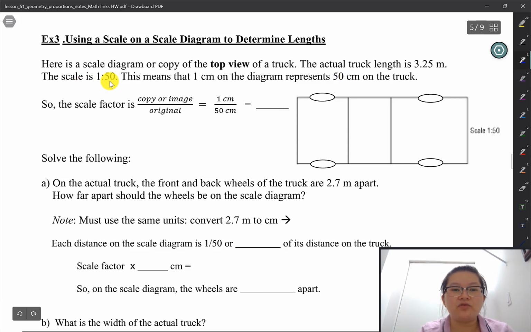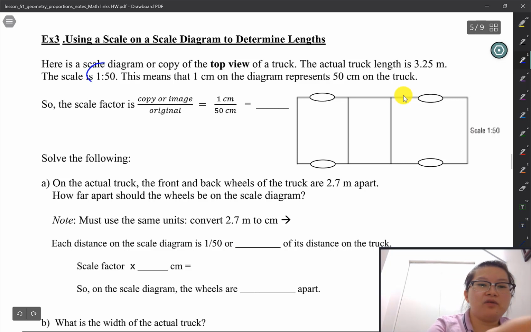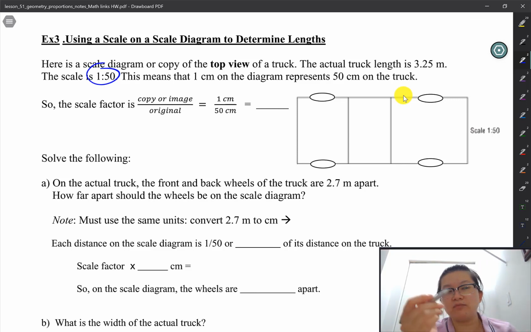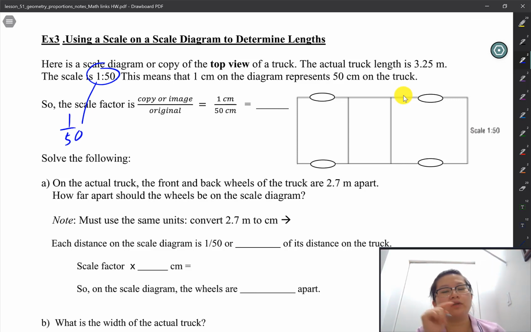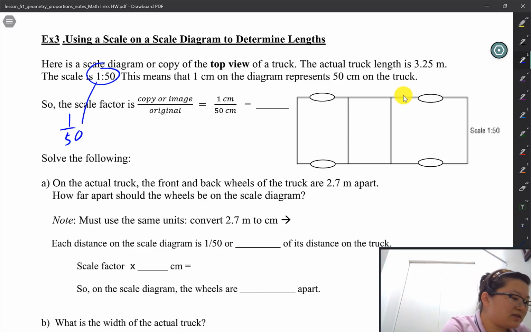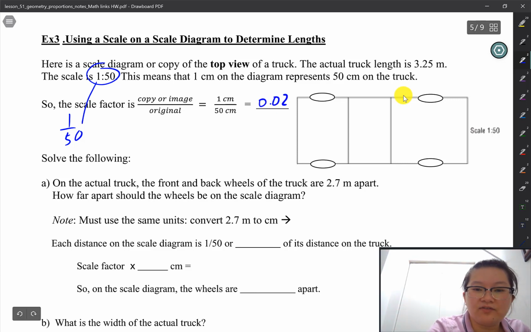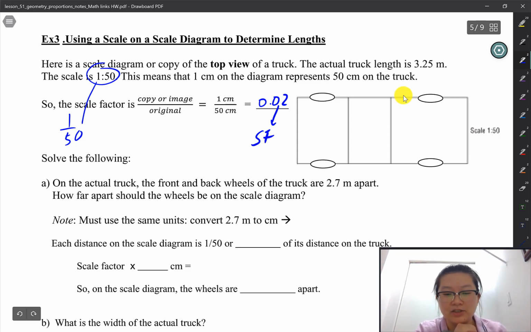The scale is 1 to 50. That means that 1 centimeter on my diagram represents 50 centimeters on the truck. And if you don't remember, ratios can be represented by fractions. So if I write this as a fraction, this is 1 over 50. 1 over 50 is a number less than 1, so we know we're talking about reductions. So the scale factor, copy over original, is 1 centimeter over 50 centimeters. Let's calculate what it is: 0.02. So 0.02, in fact, is going to be our scale factor.